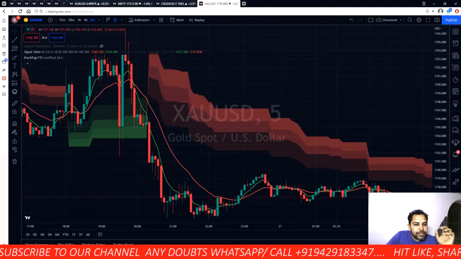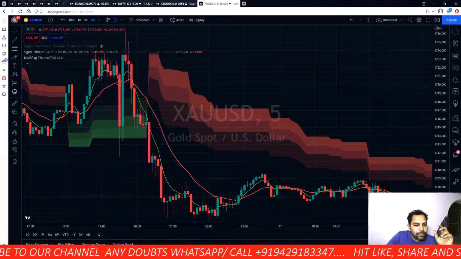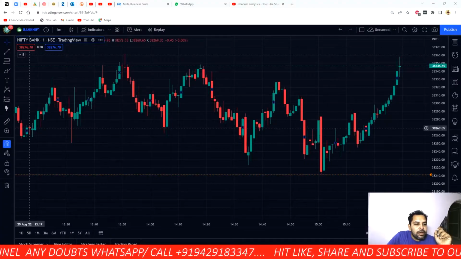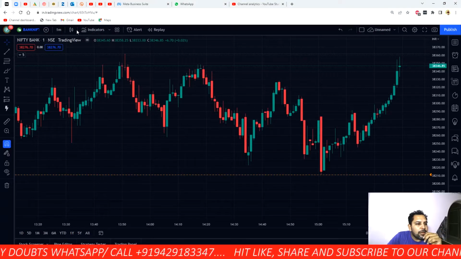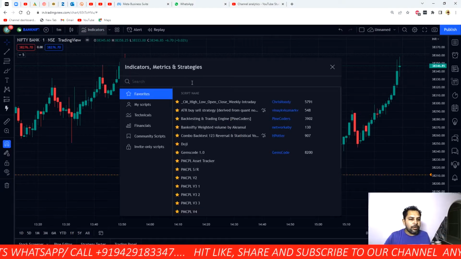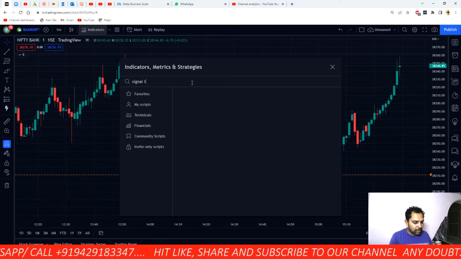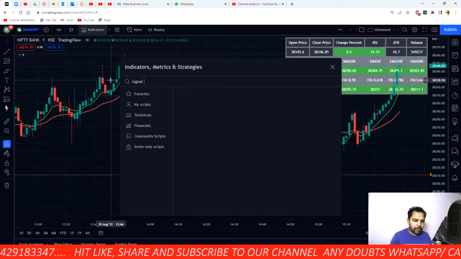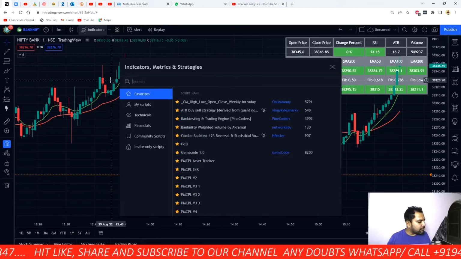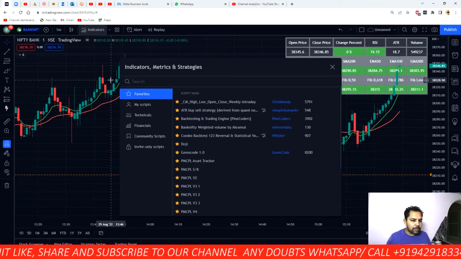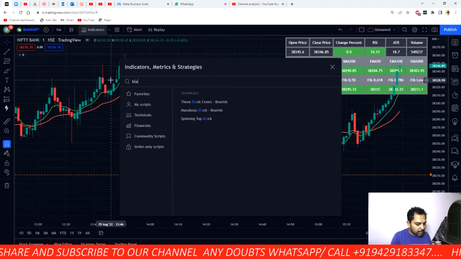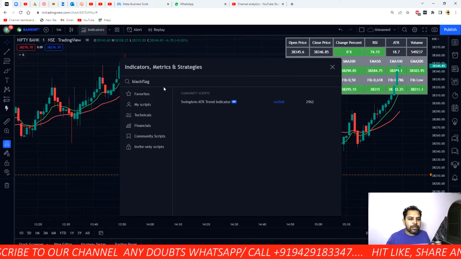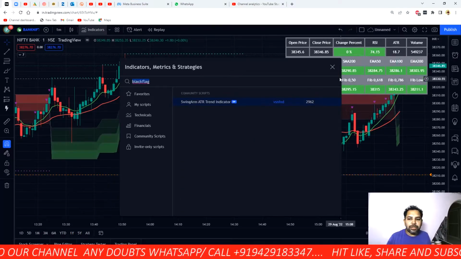Just a second. Let me share my screen to another TradingView account. Okay, so you can see my screen, guys. This is the TradingView account. You have to select two indicators. One is the signal table, this one, and the next is the black flag, that is CK. I'll show you the settings, guys, don't worry. These two indicators you have to select. These are the two indicators which I already selected.